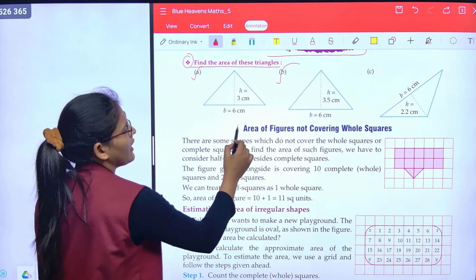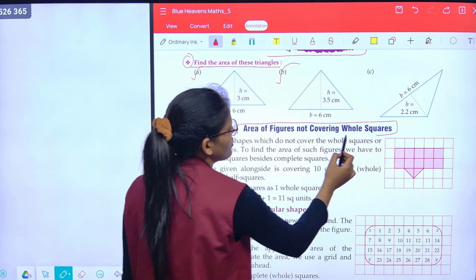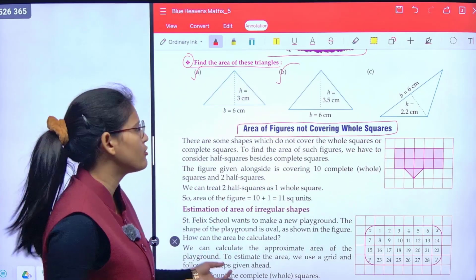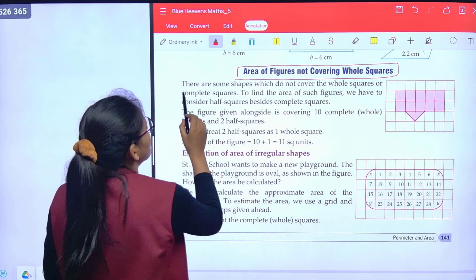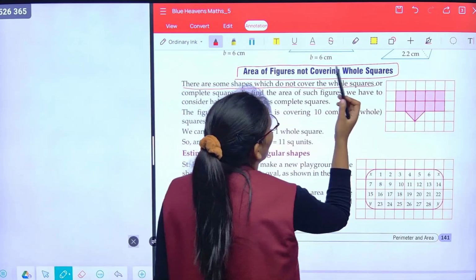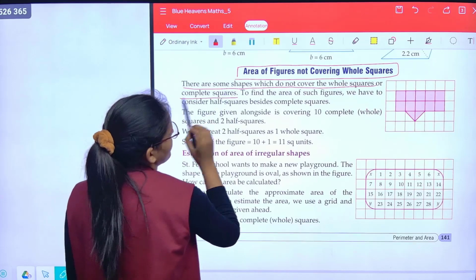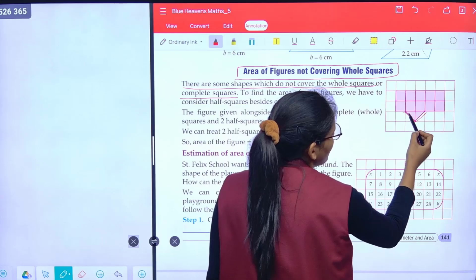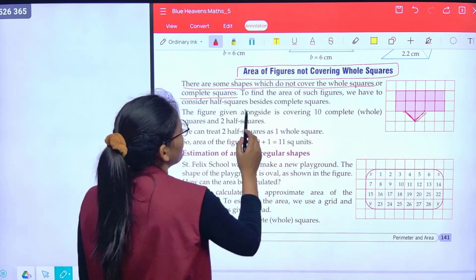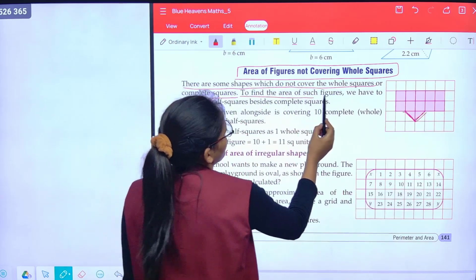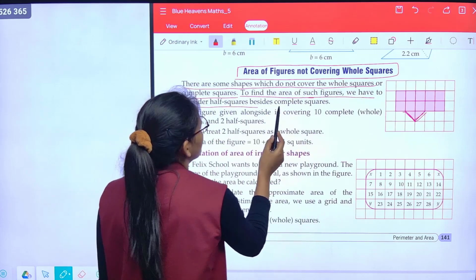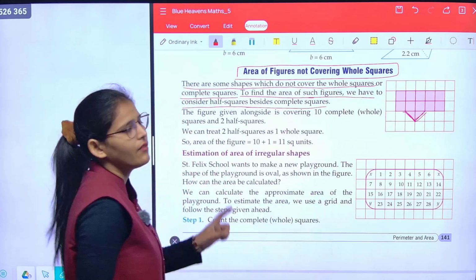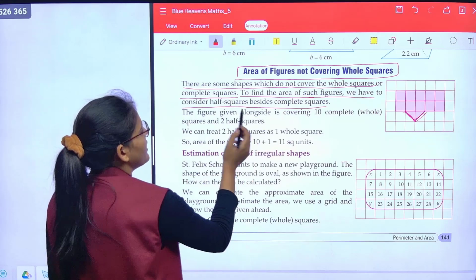Now class, come on, area of figures not covering whole squares. Area of some figures do not cover the whole squares or complete squares. Now class, see, here it has not completed the whole square, it has completed half squares. Then to find area of such figures we have to consider half squares besides complete squares.